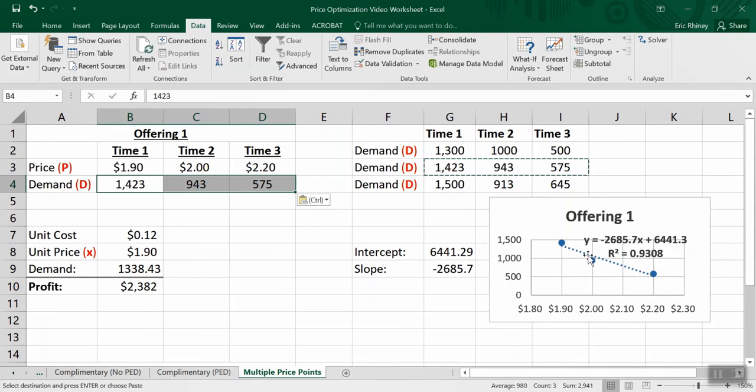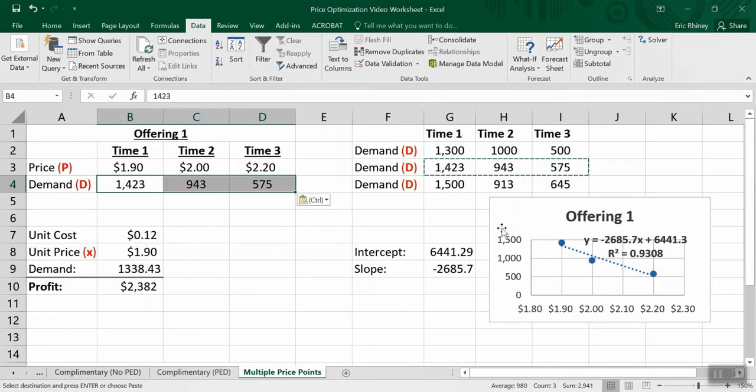All right, but this still does a pretty good job of explaining our data. And as long as our R squared is 0.9 or above, we can say that we can estimate, with a good level of confidence, something close to what would have actually occurred.